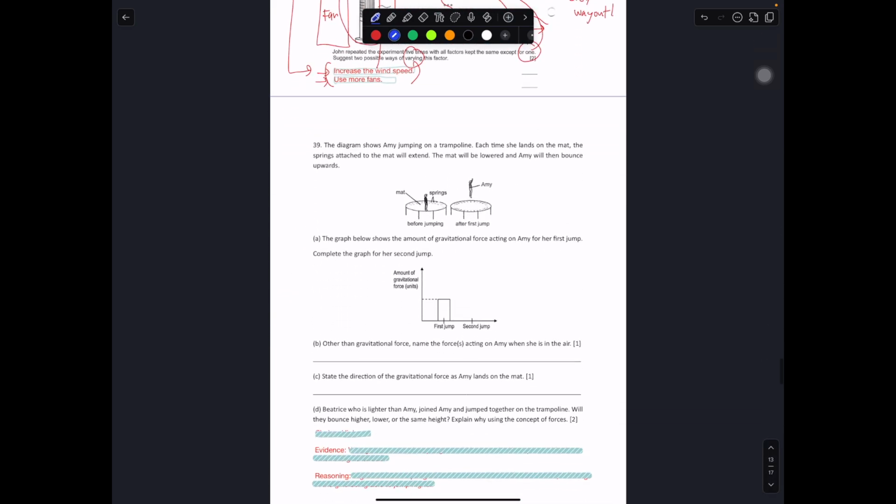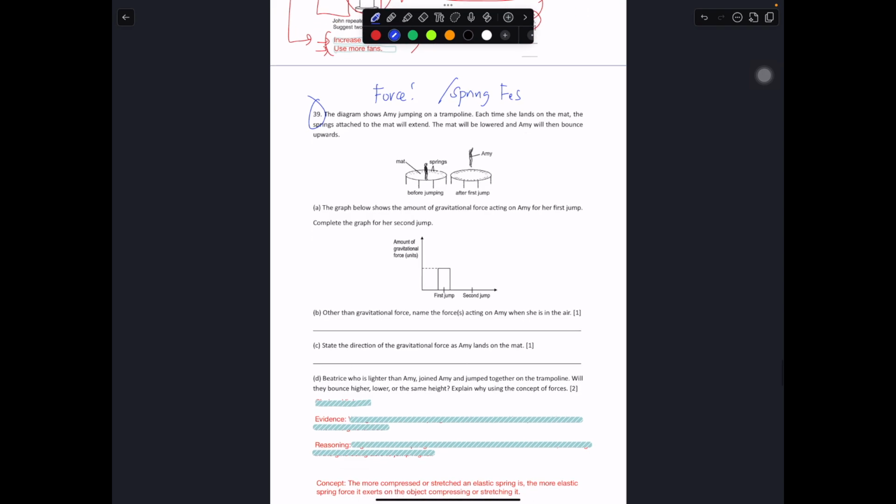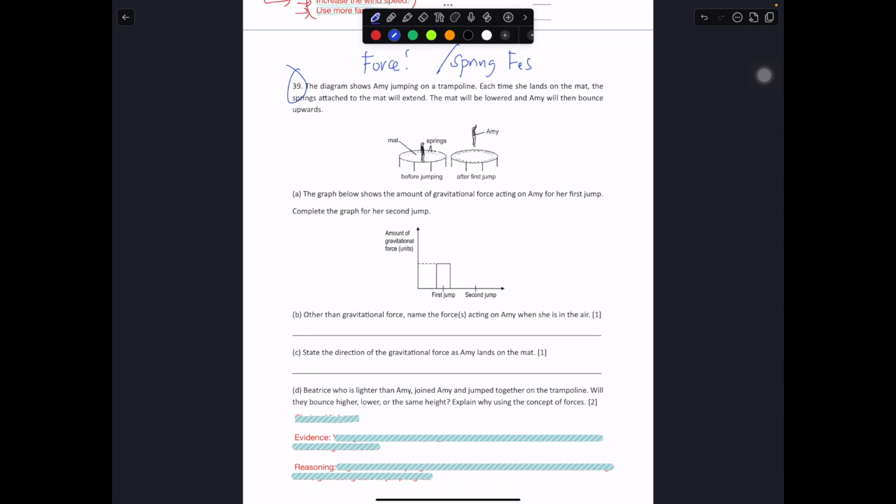Okay, so question number 39 is about forces. This is also about spring, elastic spring force. Over here the diagrams below show Amy jumping on the trampoline.